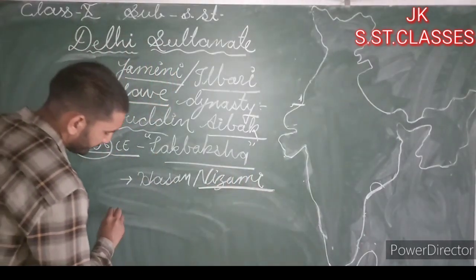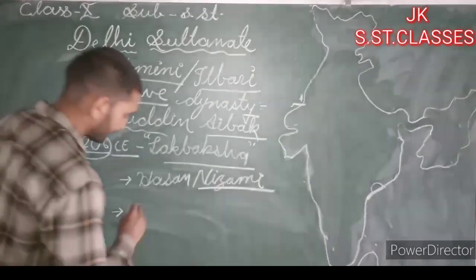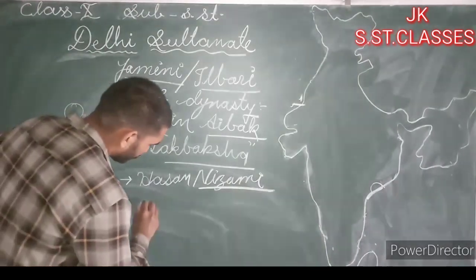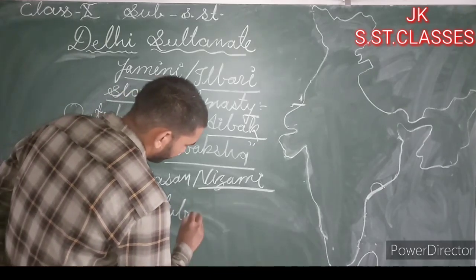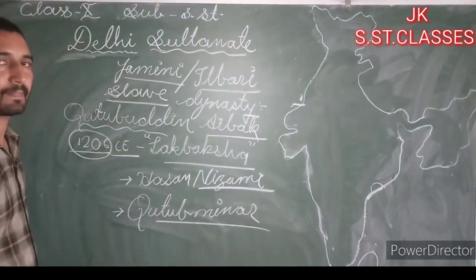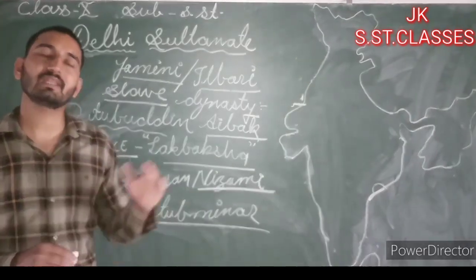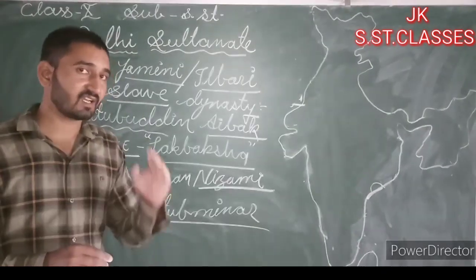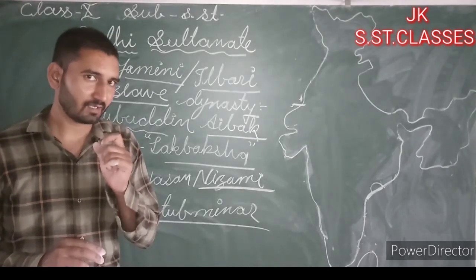Now the next most important thing related with Qutbuddin Aibak is that he constructed the first storey, or we can say the first floor, of Qutub Minar. And this Qutub Minar was constructed in the memory of the famous Sufi saint Qutbuddin Bakhtiar Kaki. Is that clear? The name is Qutbuddin Bakhtiar Kaki.